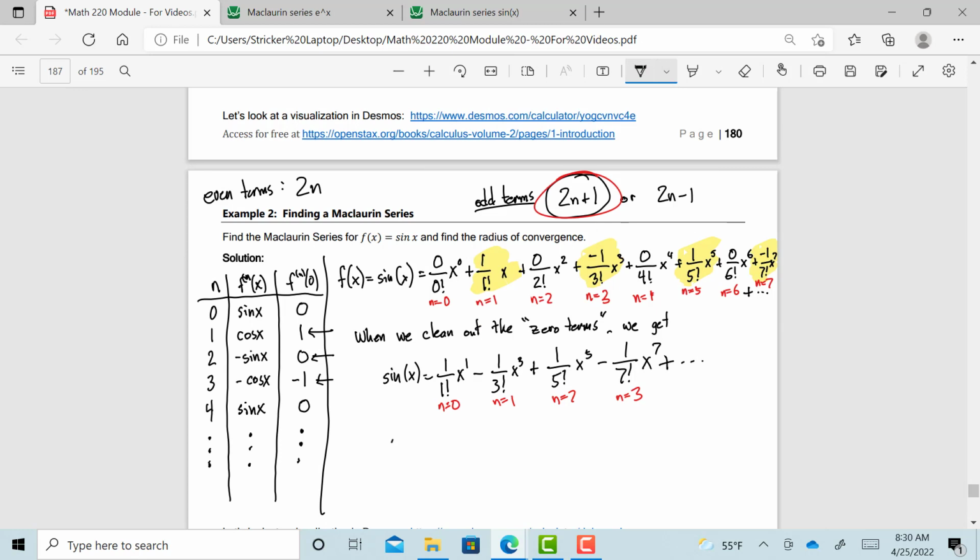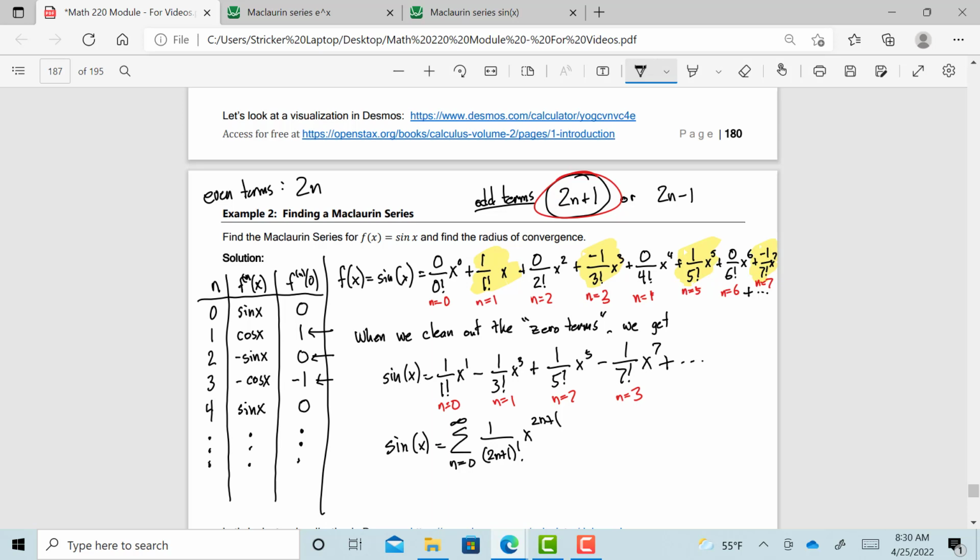And so our power series representation is we're going to have this from n equals 0 to infinity of 1 over basically 2n plus 1 factorial times x to the 2n plus 1. That gives us the odd terms. So you can double check to make sure that works, but as you plug in each value of n, you're going to get these successive terms.